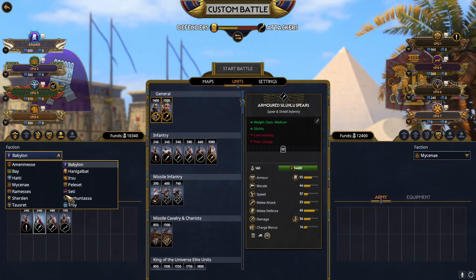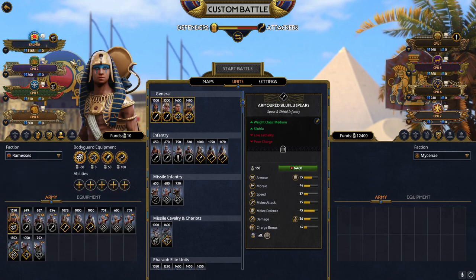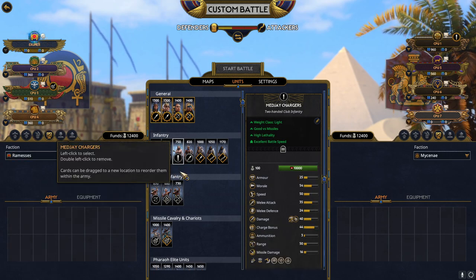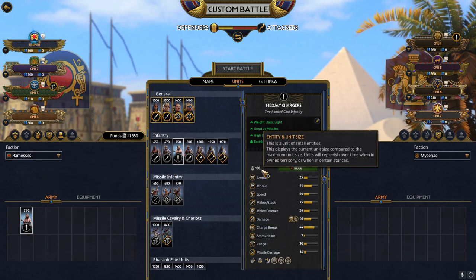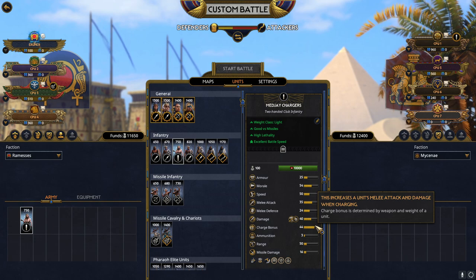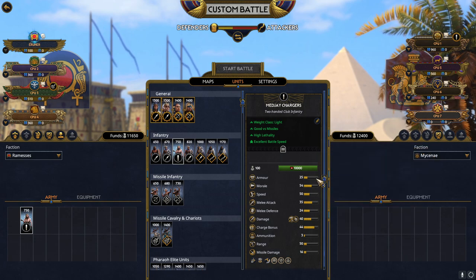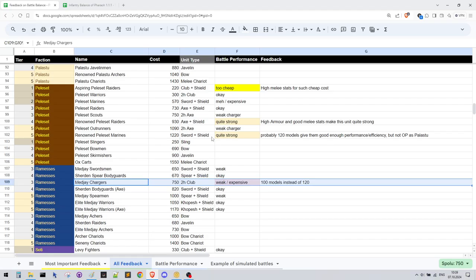So let's check Rameses to see if I am correct, and then I will show you more of the data behind it. Oh yeah, they have 100 models. Okay, charge. Okay, stats. Very weak armor. Yeah. Okay, now let's get back to our Excel.